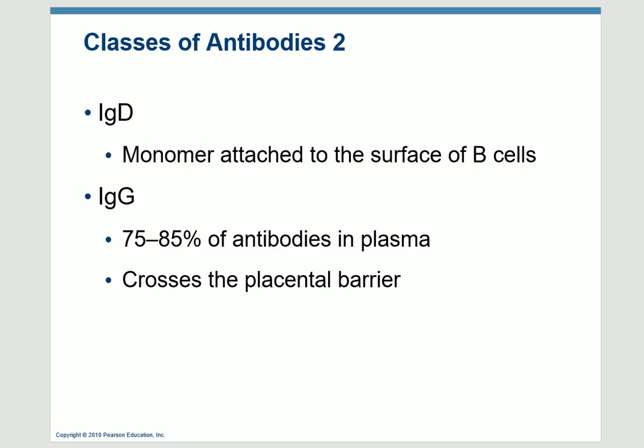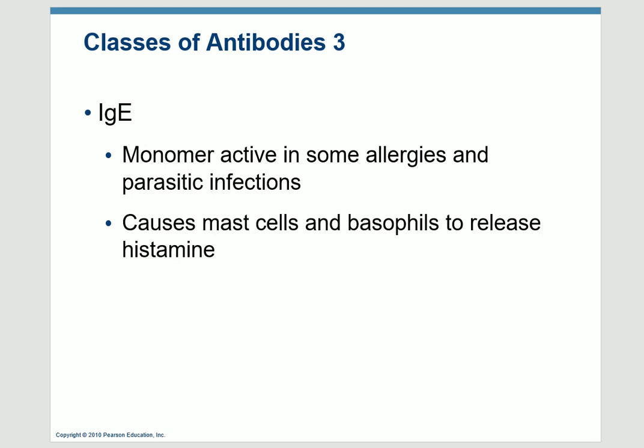IgG is 75 to 85% of antibodies in the plasma that can cross the placenta into the baby, so that they can get a little bit of immunity from their mom before they're born. So IgD, monomer attached to the surface of B cells. IgG, 75 to 85% of antibodies in the plasma, and crosses the placental barrier.